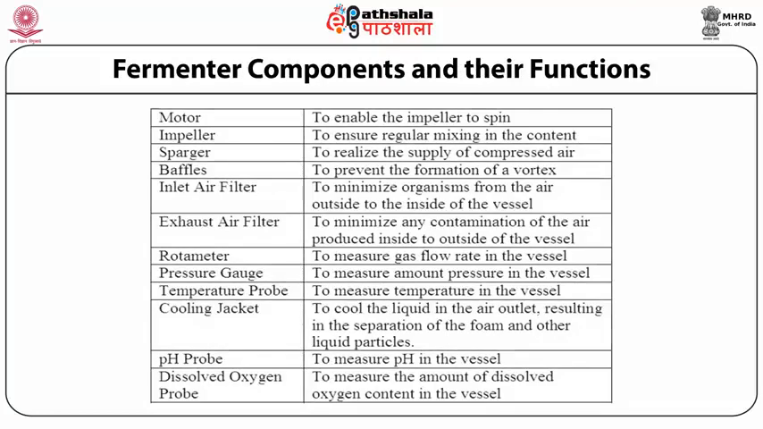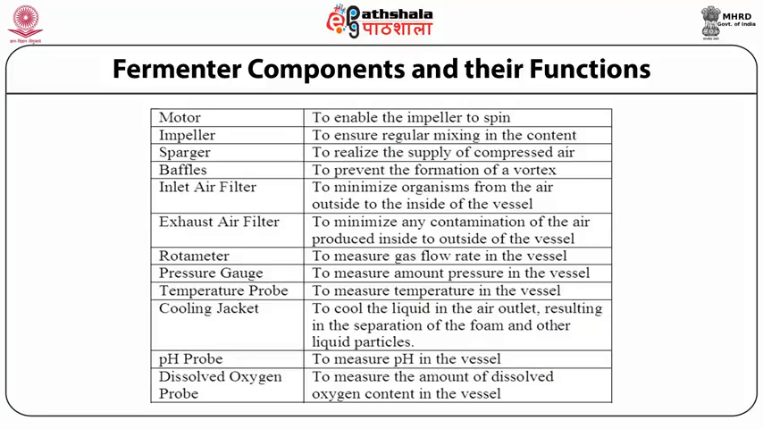So, fermenter components and their functions. The first component is the motor. Its function is to enable the impeller to spin. The impeller ensures regular mixing of the contents. The sparger supplies the compressed air. Baffles prevent the formation of a vortex. The inlet air filter minimizes organisms from the outside air entering the vessel. The exhaust air filter minimizes contamination from the air produced inside going outside of the vessel.